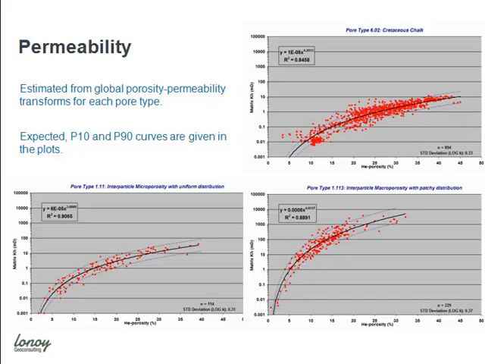Permeability is estimated from global porosity permeability transforms for each pore type. These plots show transforms for 3 of the 21 pore types. Solid lines represent the expected curve, whereas the dashed lines represent the P10 and P90 curves. Using the equations on these plots, it is possible to generate a permeability prediction tool.